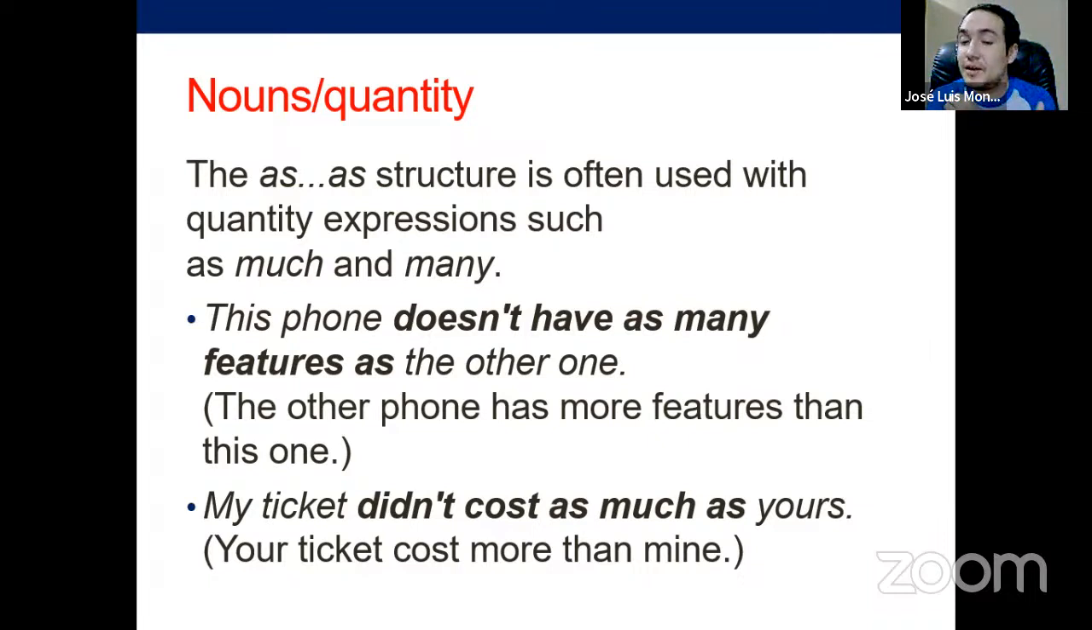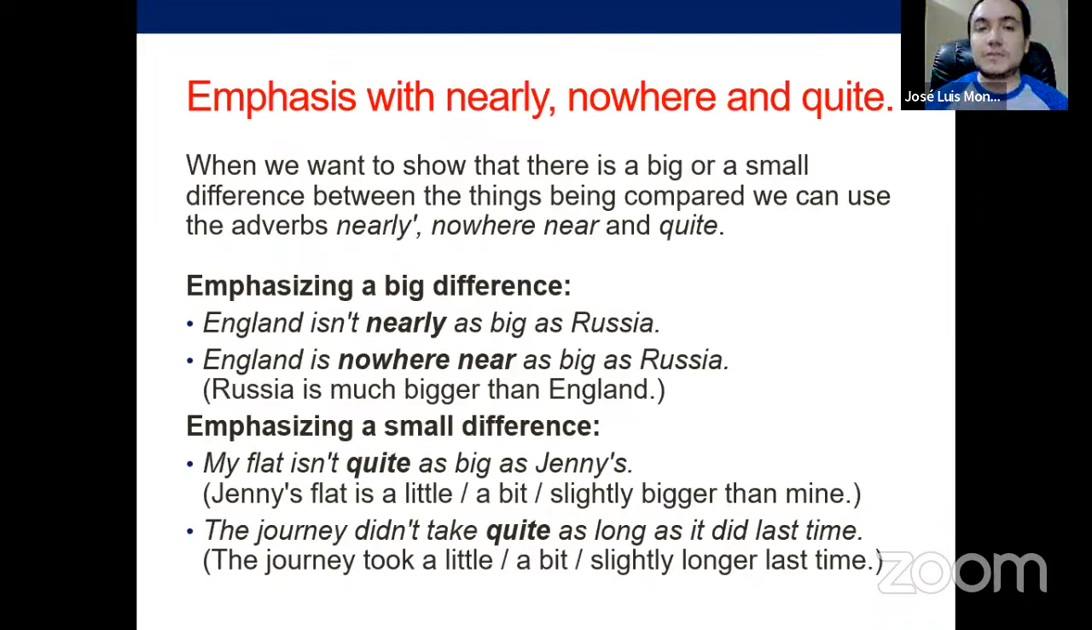My ticket didn't cost as much as yours. Your ticket costs more than mine. Now, in the two cases, we're talking about inequality. In the two cases, we are using nouns, but in the first one, we're using a countable noun, right? Many features, one feature, and more features. Then much, because you're talking about how much it costs. And in that case, it's not countable. So we use much.